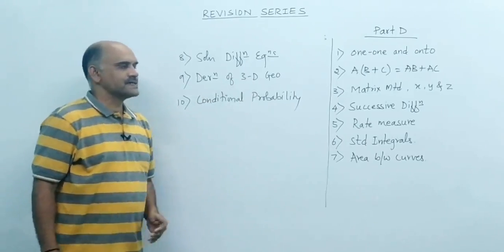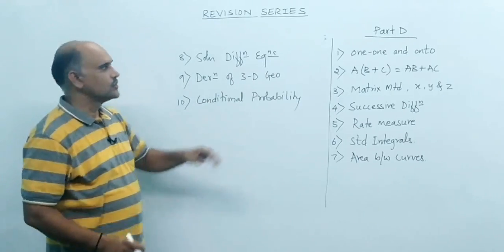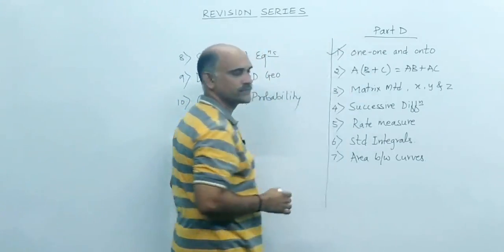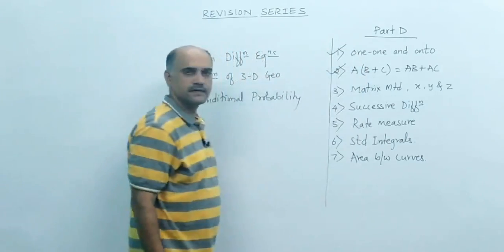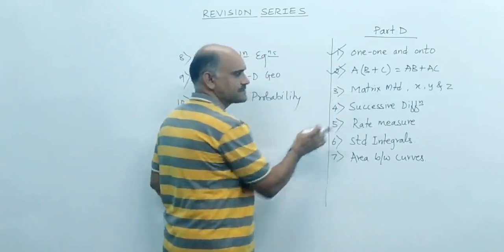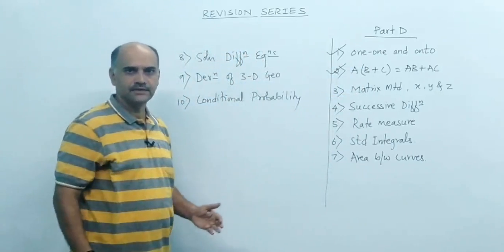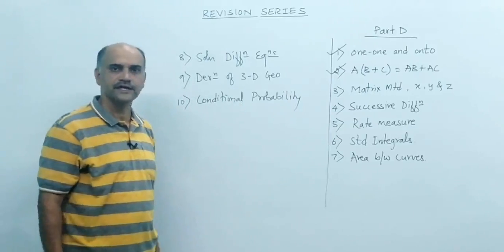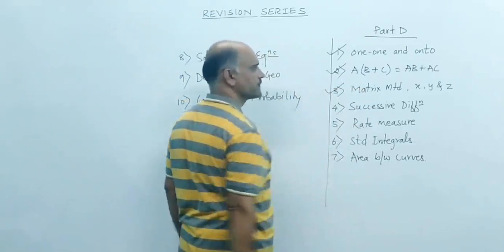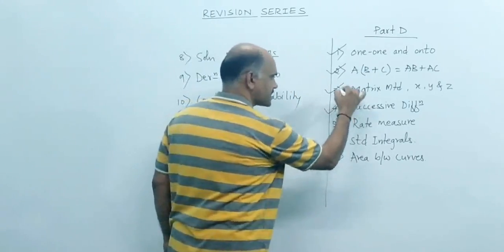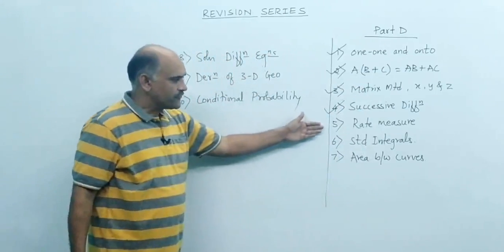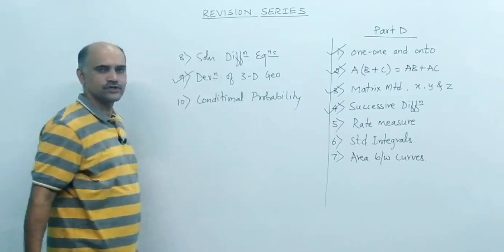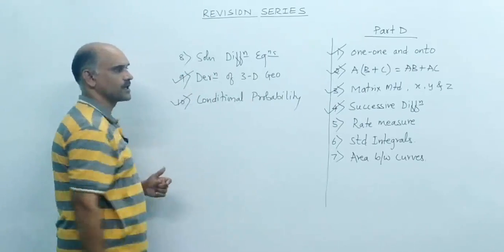Any 6 you can choose from this. Preferably I would ask students to choose these. This one is easy. Second, matrices, is very easy. Third, matrix method from determinants, is easy but lengthy. Students who feel calculus or integration is very difficult, go for this. Then fourth, successive differentiation: if you feel it is easy you can choose it, else I would prefer derivation of 3D geometry and conditional probability.